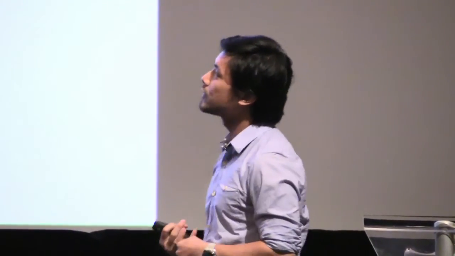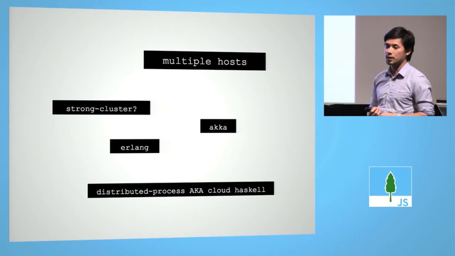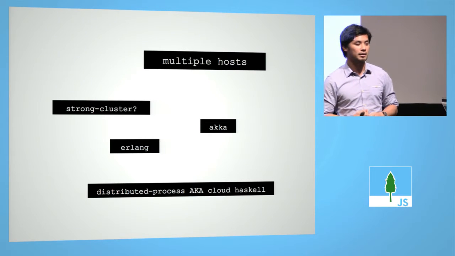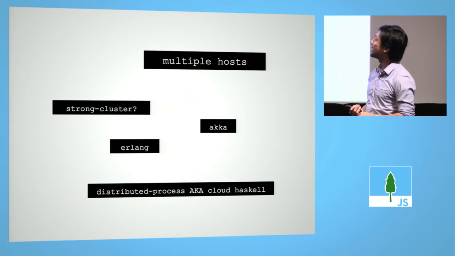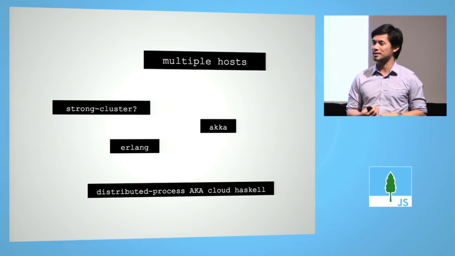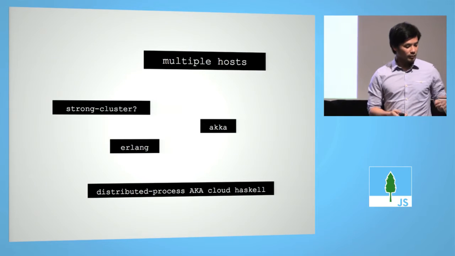Other languages have some things. Akka for Scala, which is inspired by Erlang. Distributed process in Cloud Haskell, also inspired by Erlang. So what's special about Erlang? Why is everyone being inspired by it? Like, what's the difference in that model that other people aren't using?